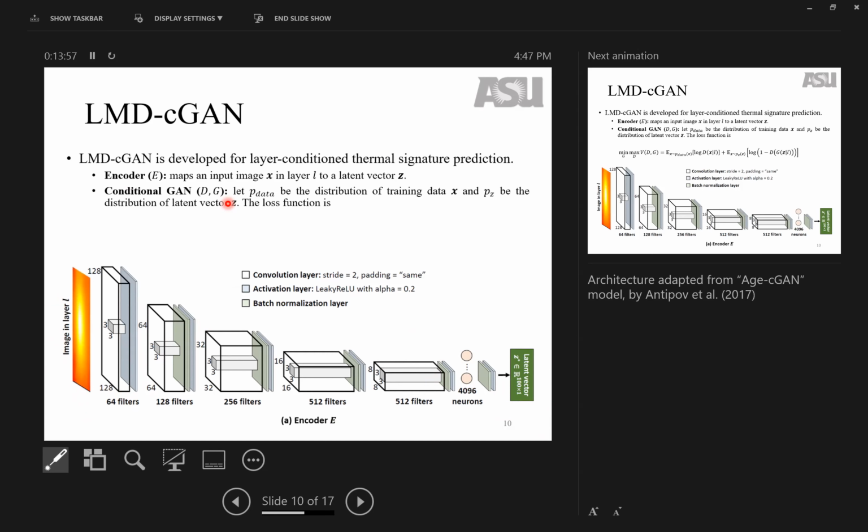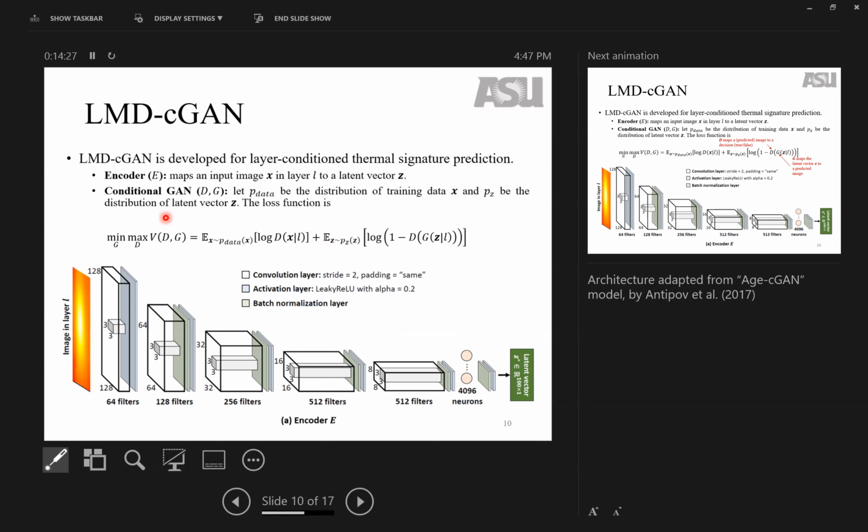Another component of LMBCG is a conditional GAN. This is a little bit more complicated. The CGAN consists of a generator G and a discriminator D. It will take the latent vector Z output by the encoder to generate an image conditionally on a target layer index that we define by the user.